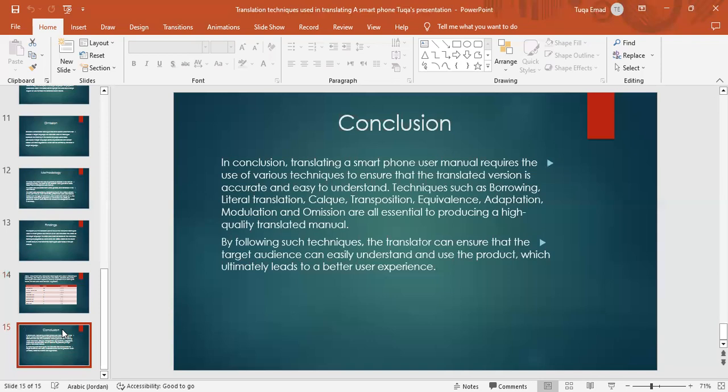In conclusion, translating a smartphone user manual requires the use of various techniques to ensure that the translated version is accurate and easy to understand. Techniques such as borrowing, literal translation, calque, transposition, equivalence, adaptation, modulation, and omission are all essential to producing a high-quality translated manual. By following such techniques, the translator can ensure that the target audience can easily understand and use the product, which ultimately leads to a better user experience.